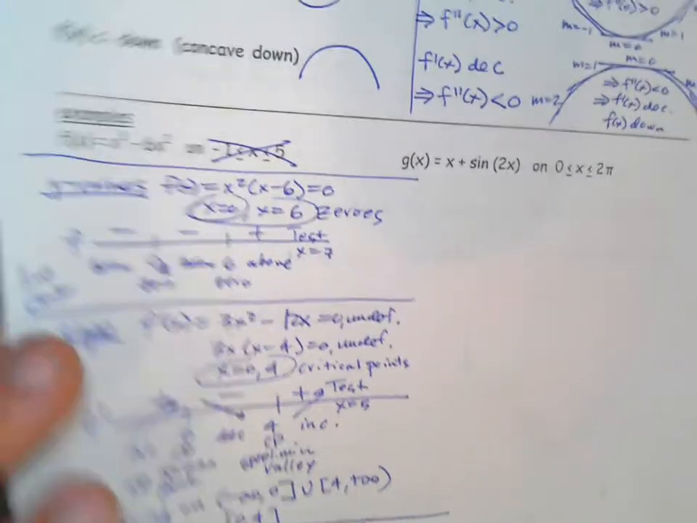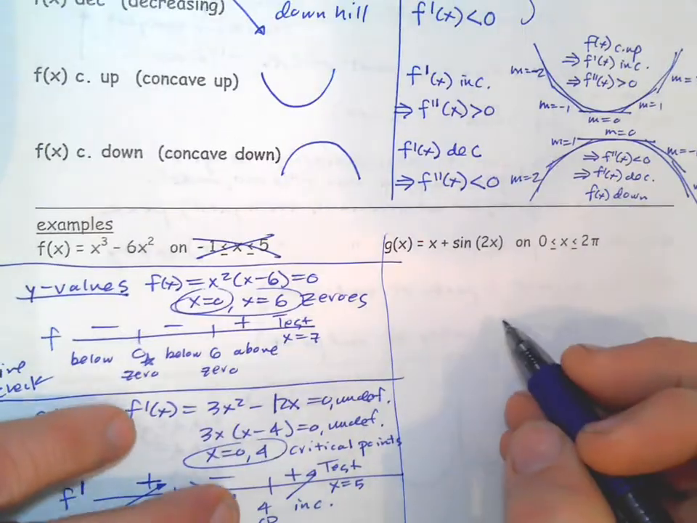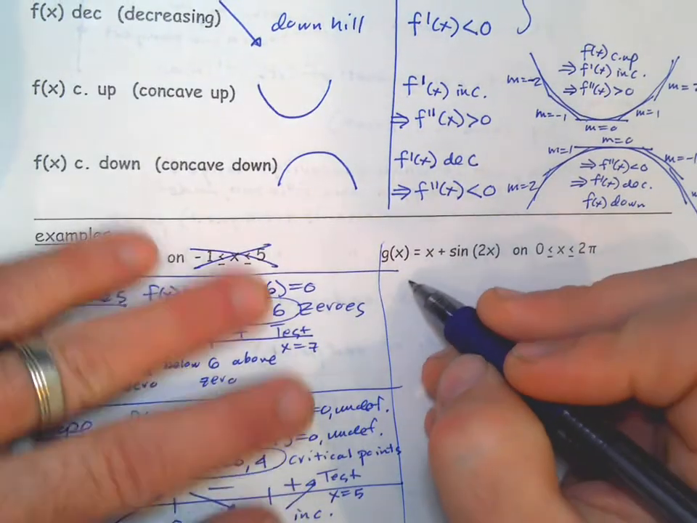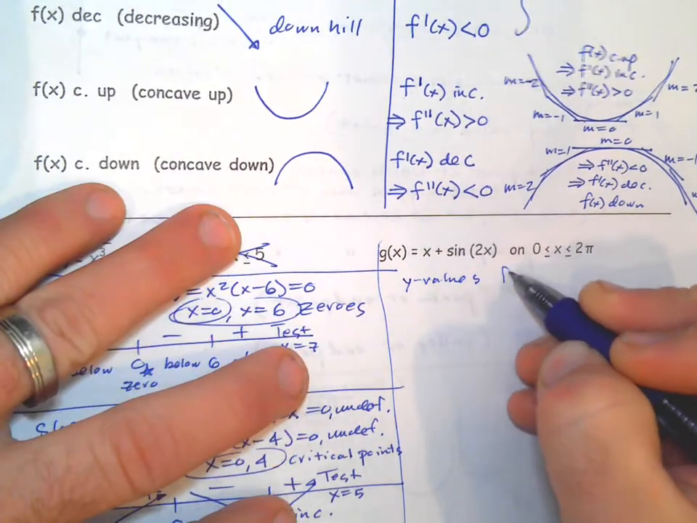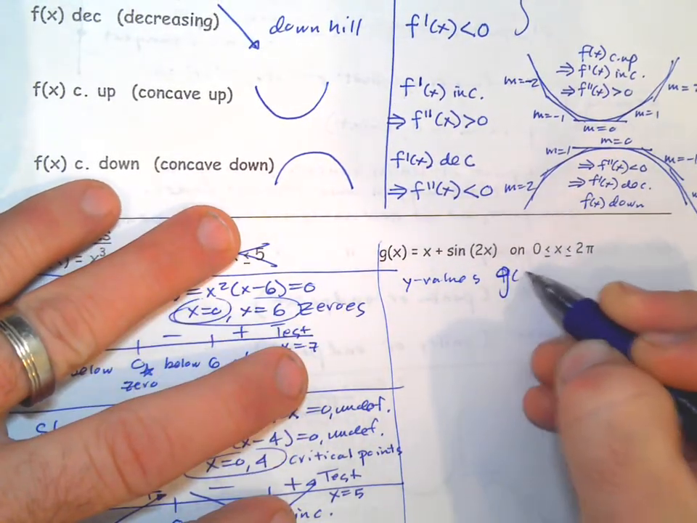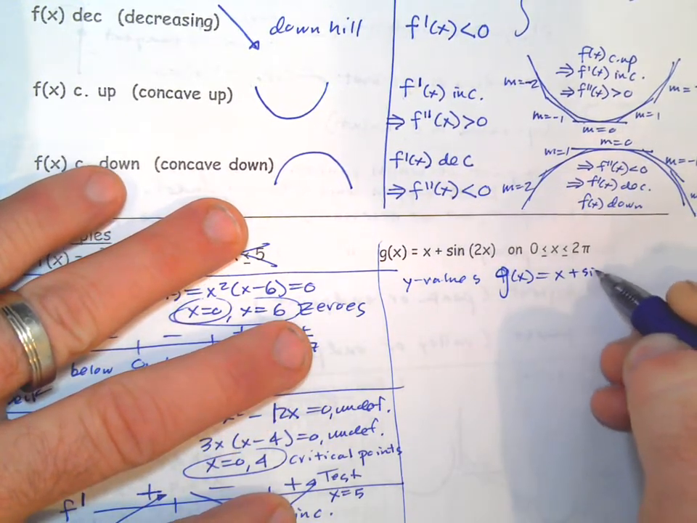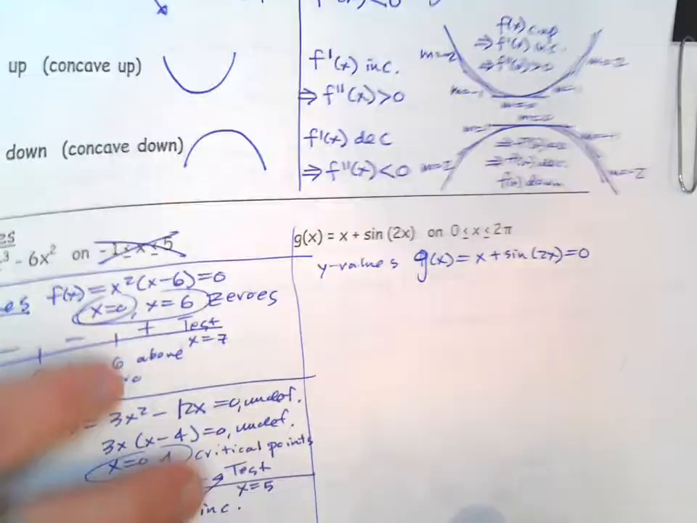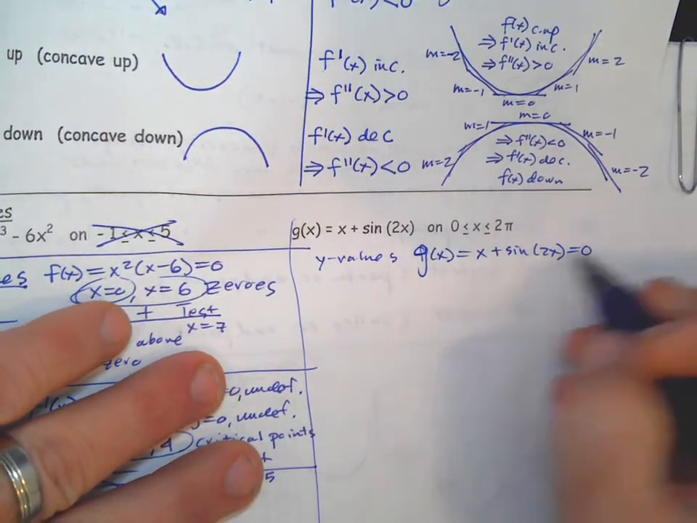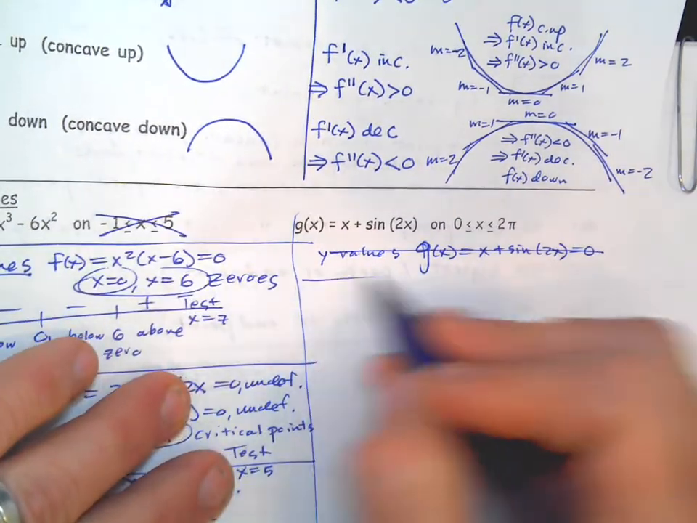Okay, let's do one with trig, just to throw it in there. We could just talk about the y values first if you want. G of x, I could set it equal to 0. Now, I don't think we're going to find the x-intercepts of this one very well, unless we had a calculator. I don't think we're going to be able to solve for x. So we're going to skip that, the y values one. We're going to jump to the slope.